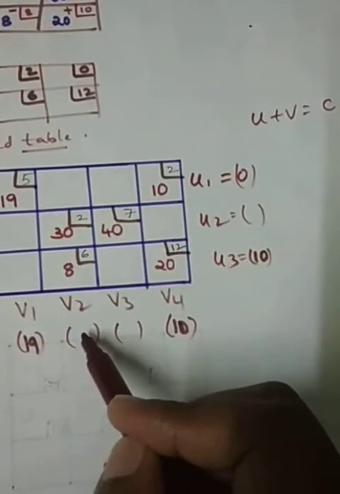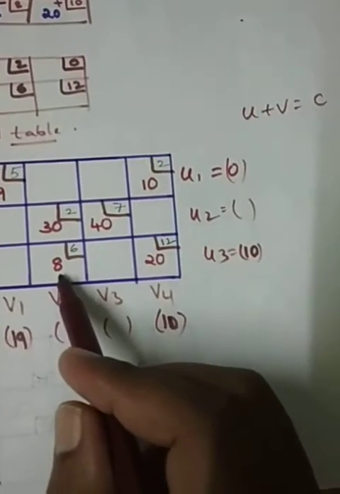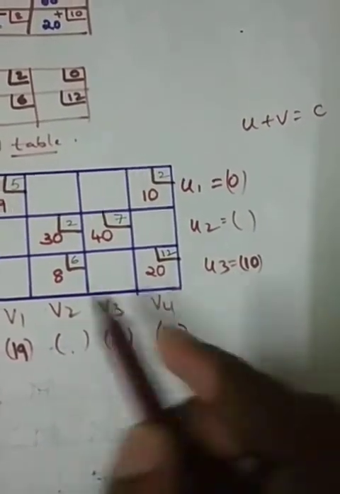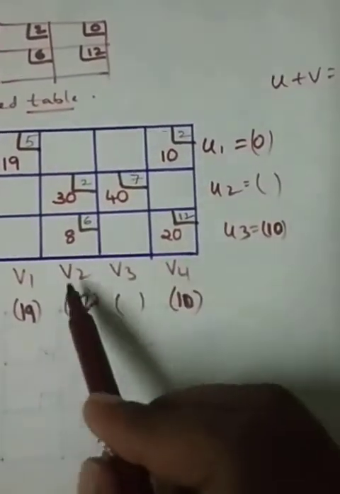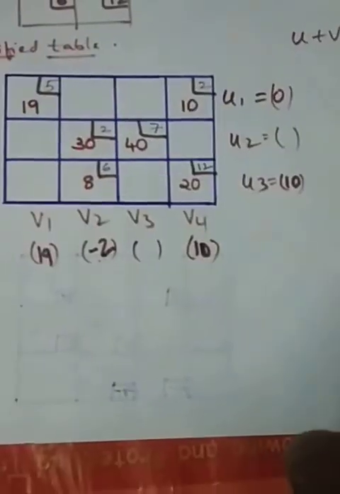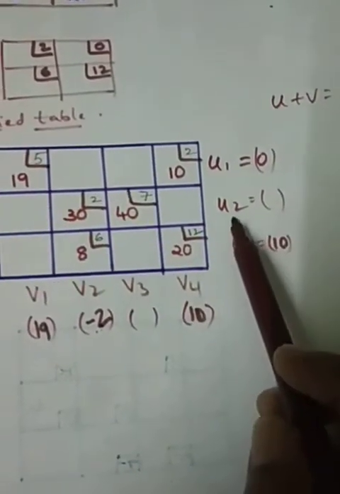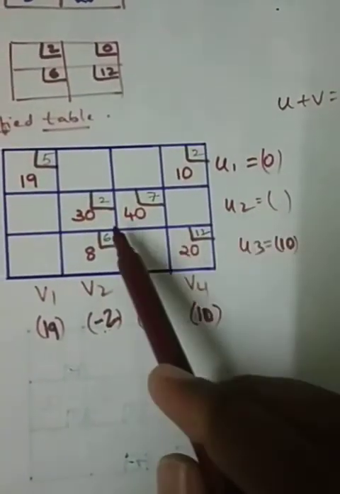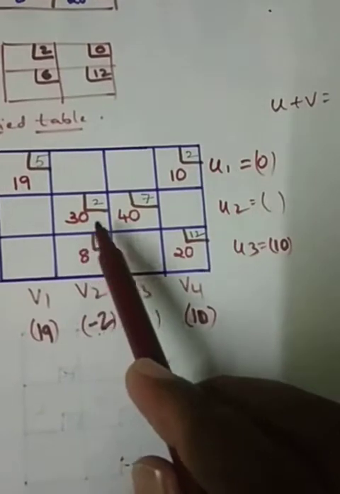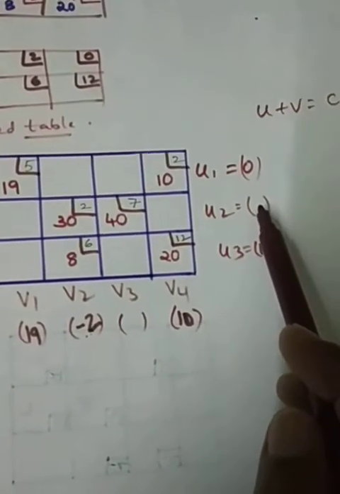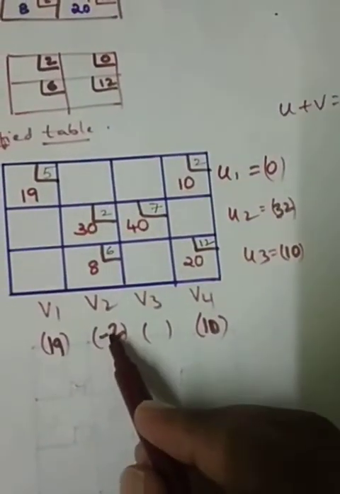If you add it, you won't get 8. You need to subtract it in order to get the value of 8. So how much do you need to subtract here? 10 minus how much? 2. Clear? 10 minus 2 will give the value of 8, right? So here you got the value as minus 2. So I can find out the value of U2. Something minus 2 should become 30. What is the something value now? 32, right? So I will write 32 here. So 32 minus 2 is 30.